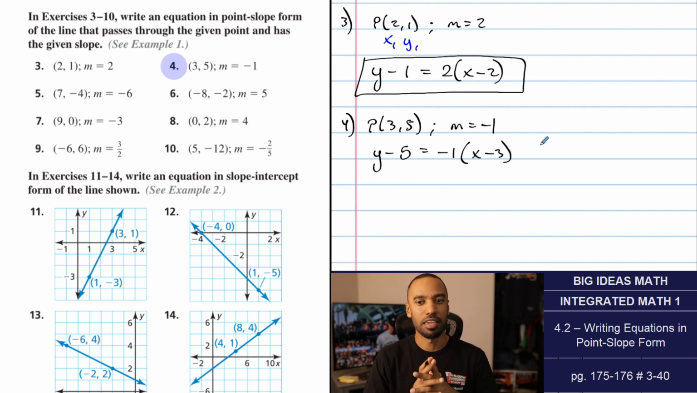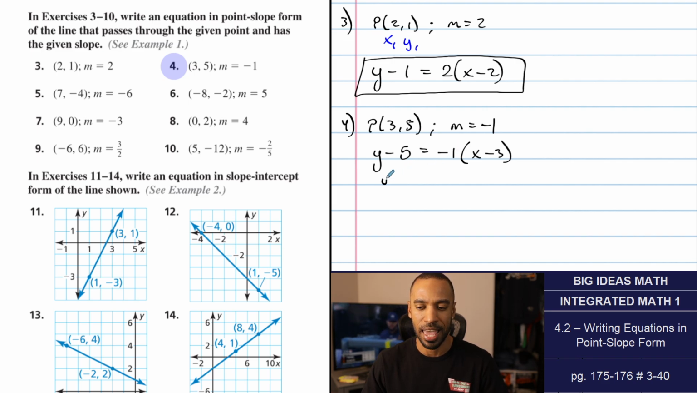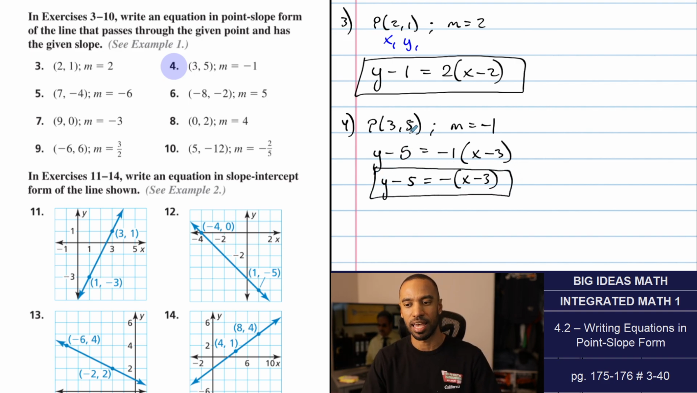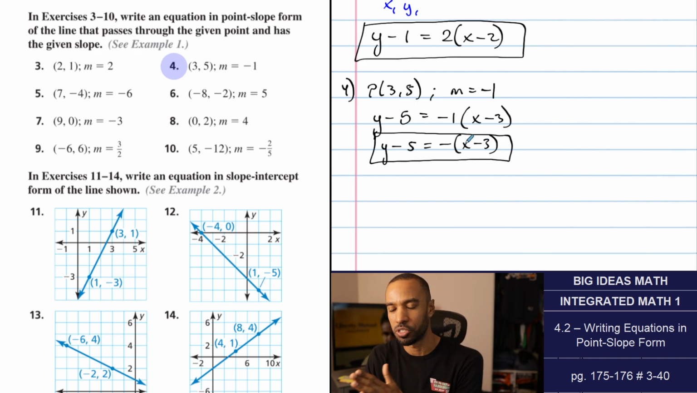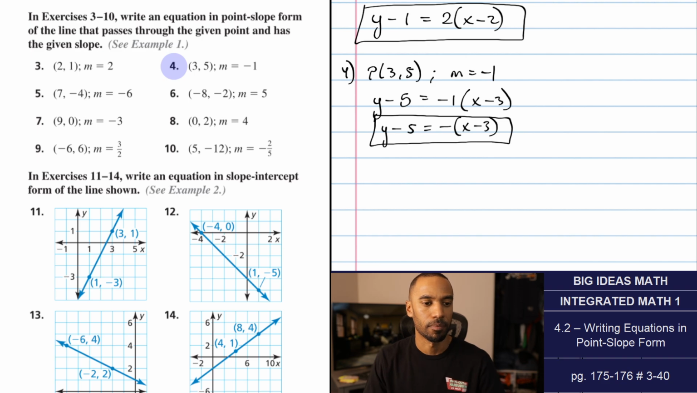I'll tell you what, if they give you point slope formula as an answer or as a problem, they might not show this as a negative 1. Keep in mind, they might just show it as a negative symbol like that. There are a lot of implied ones when it comes to multiplication, exponentiation, things like that. So if you see a negative there, please understand your slope is negative 1. That's before distribution.